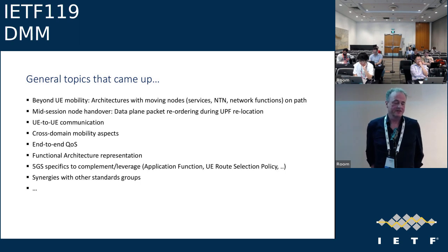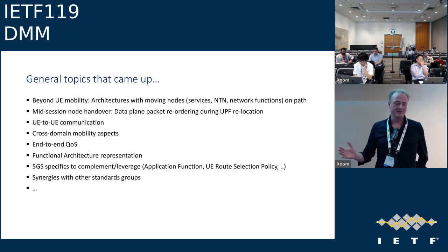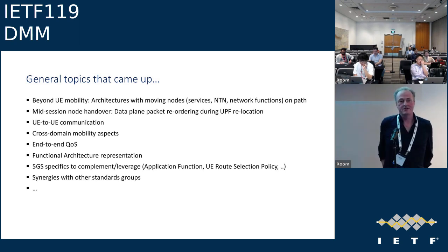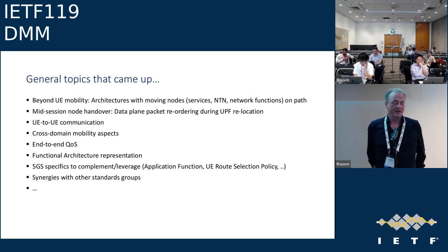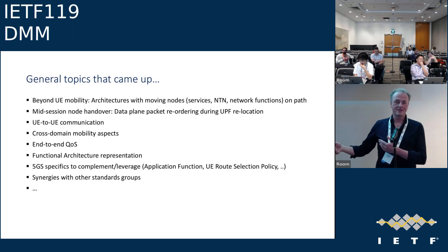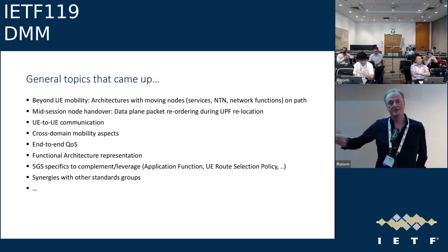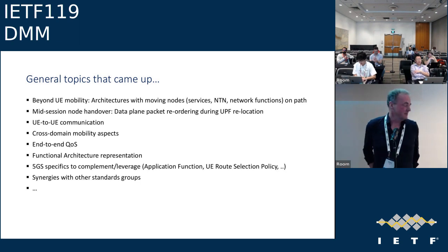UE to UE communication: if we have local breakout of traffic and UE to UE communication, where UE is our mobile, then also here we need to steer traffic between the mobility anchor points, which may be pretty close to the edge. Then cross-domain mobility aspects, end-to-end QoS, and functional architecture representation. Also synergies with other standards groups: the discussion we have here should be independent of mobile communication systems. There's a clear customer of that kind of technology that we should interwork with, but we should not interfere with that standardization. That's the main principle. Next one, please.